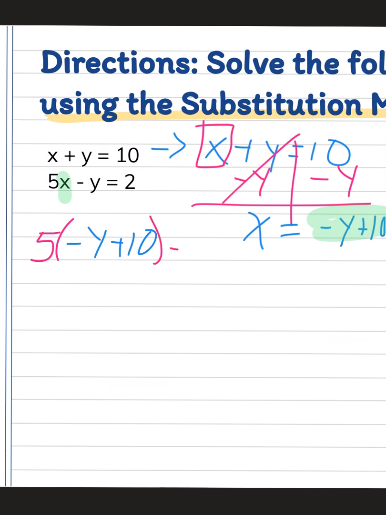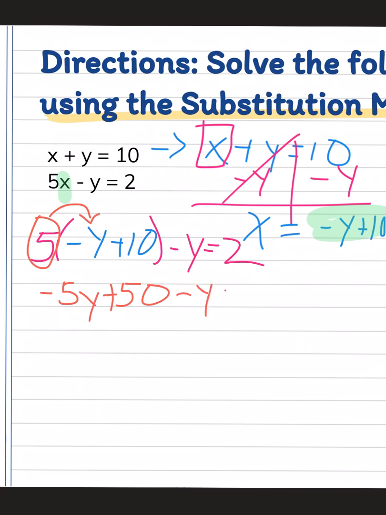All right, there are parentheses there. We do not like parentheses. So how do we get rid of parentheses? Multiplying, thank you. What is 5 times negative y? Negative 5y. Perfect. Negative 5 times 10? It's a positive 5, I'm sorry, positive 5 times 10, thank you. 50. Positive, right? Yes. And then my minus y equals 2 comes down.